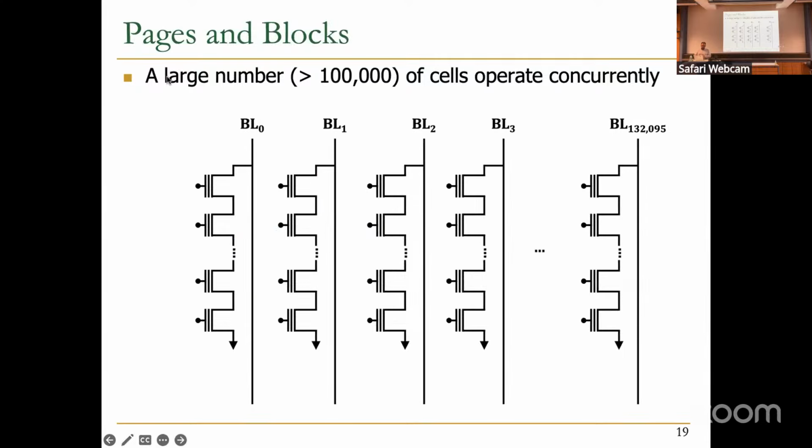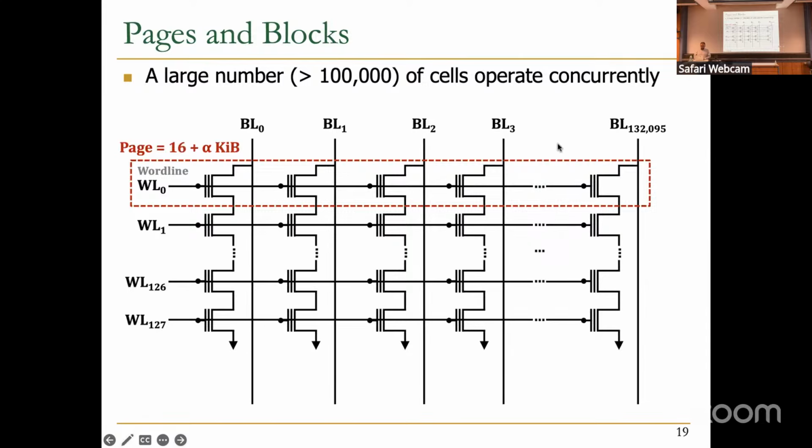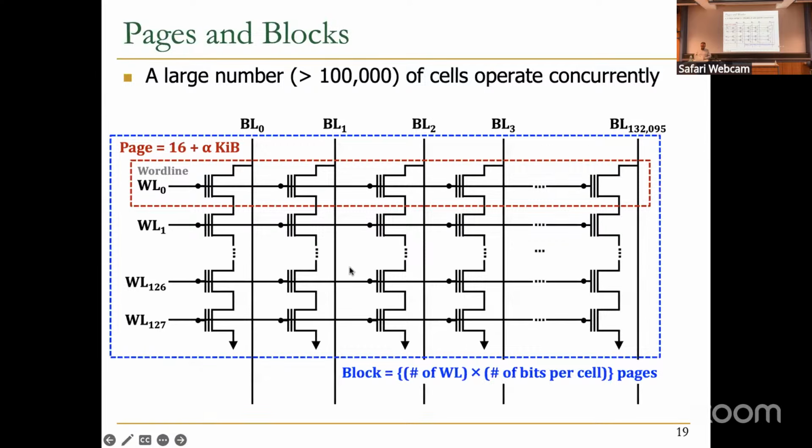And then we have the definition of page and block. A large number of cells operate concurrently. So a page is very similar to a DRAM row. One word line in a horizontal way is considered a page, which might be 16 kilobytes, for example, with some metadata which you can also add. And a block is a combination of several pages. It can be hundreds of pages in a block.